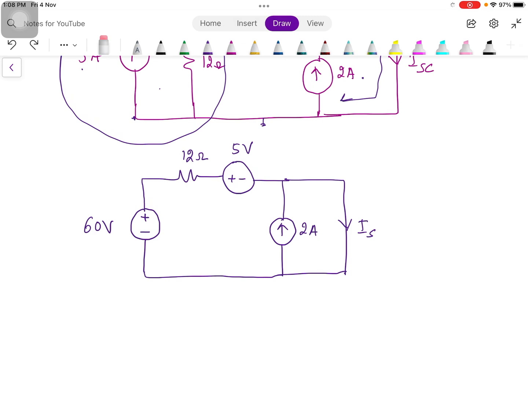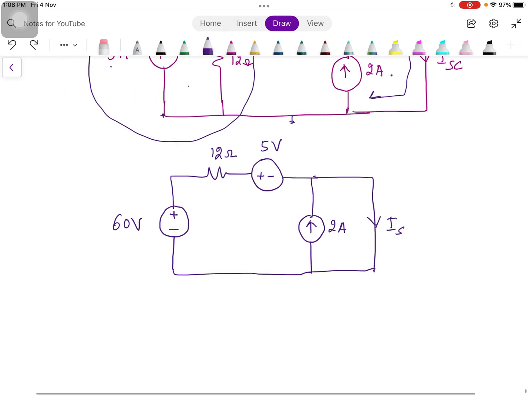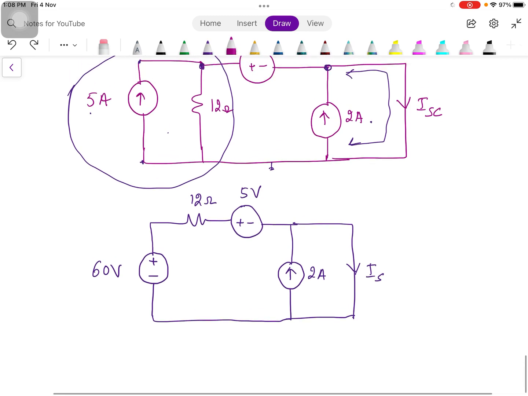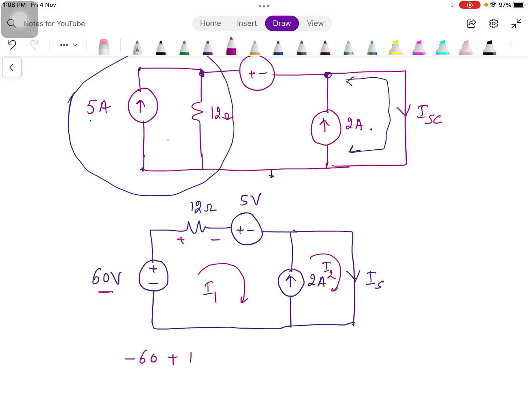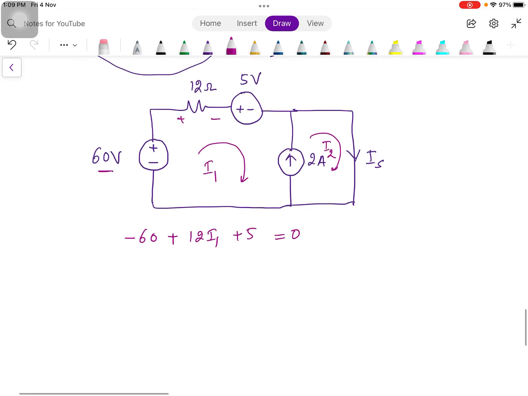So when we apply mesh analysis, here we will have current, we can say I1, here current is I2. So it's a case of a super mesh. We have to start with the 60 volt source: minus 60 plus drop across 12 ohm, plus 12 I1, plus 5, then we don't have any drop over here, equal to 0. That will give us the value of I1 as 55 by 12, which is 4.583. So this is the value of I1.